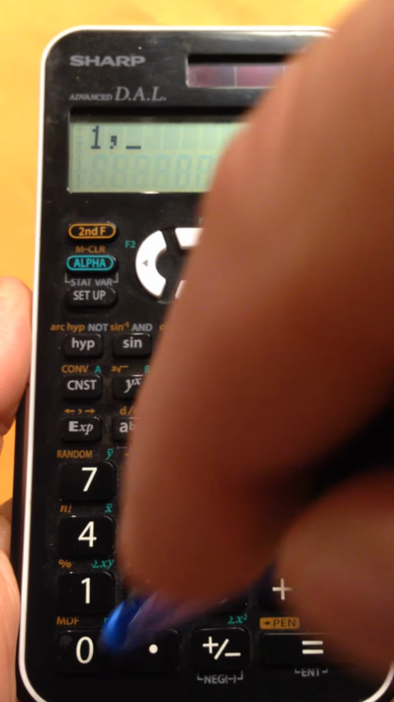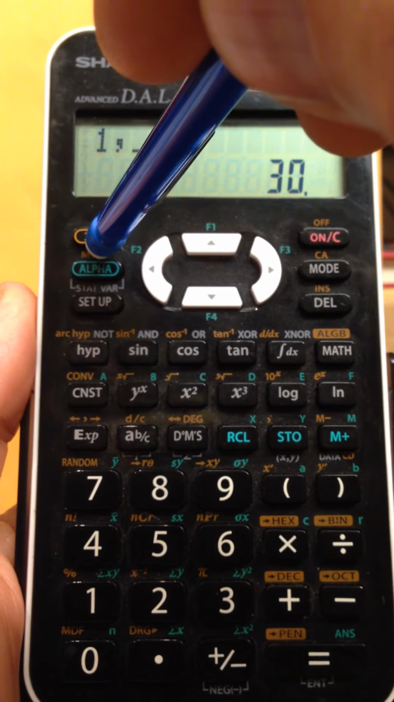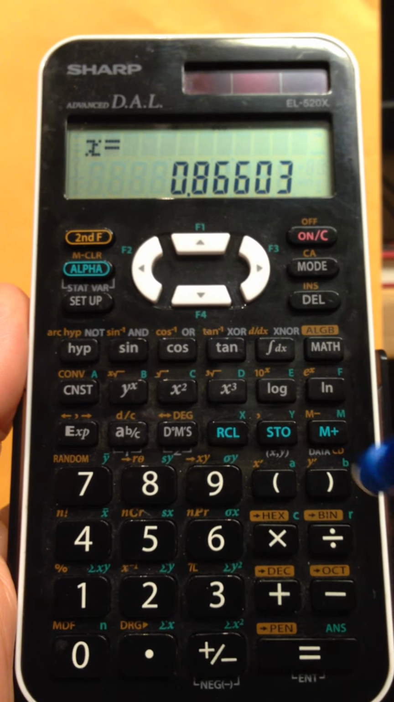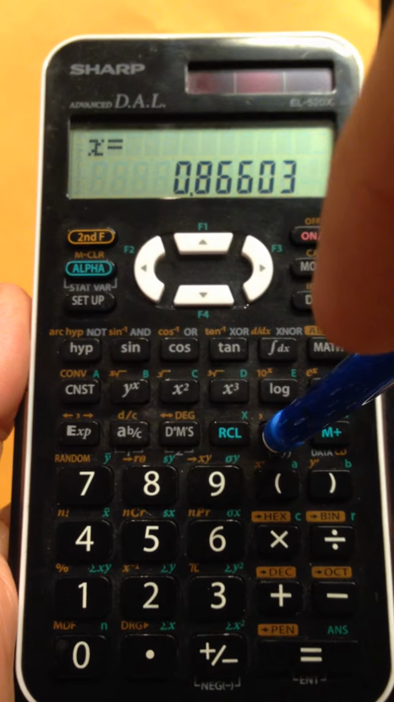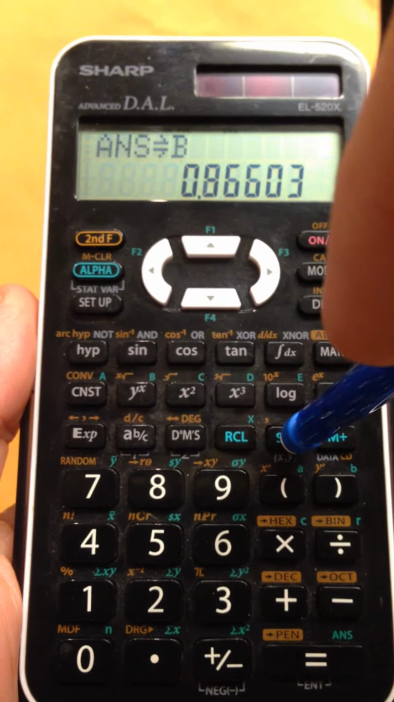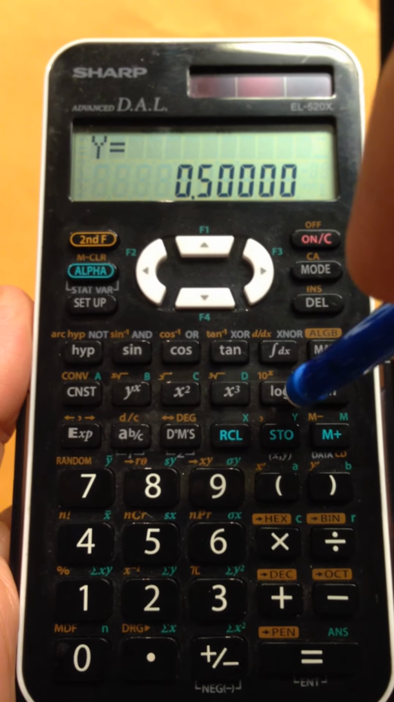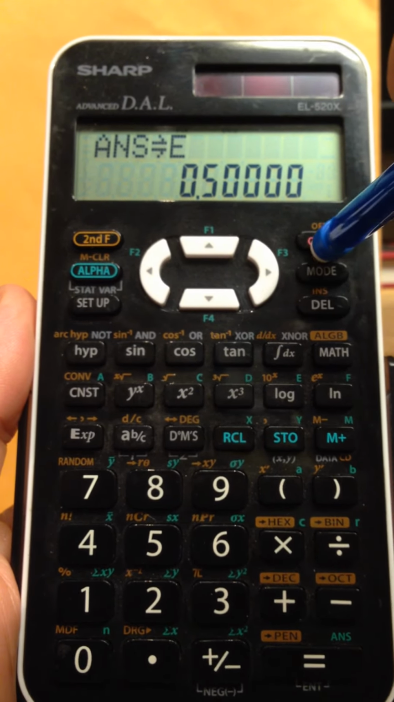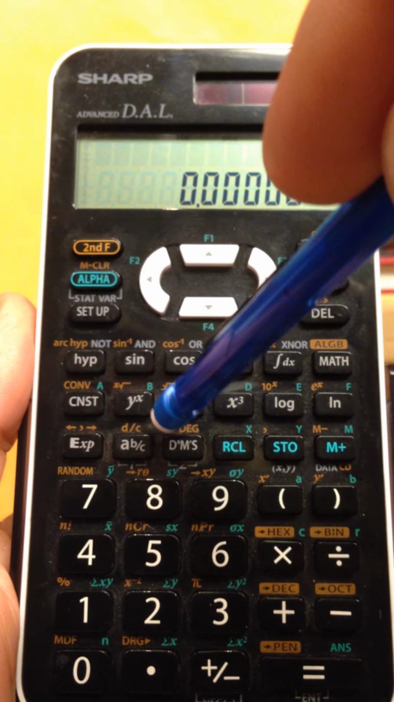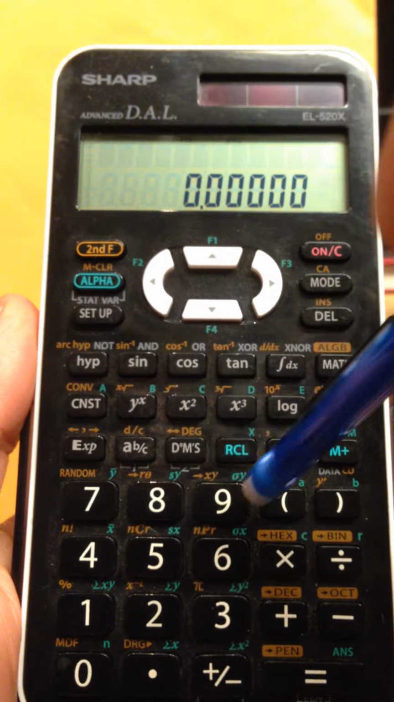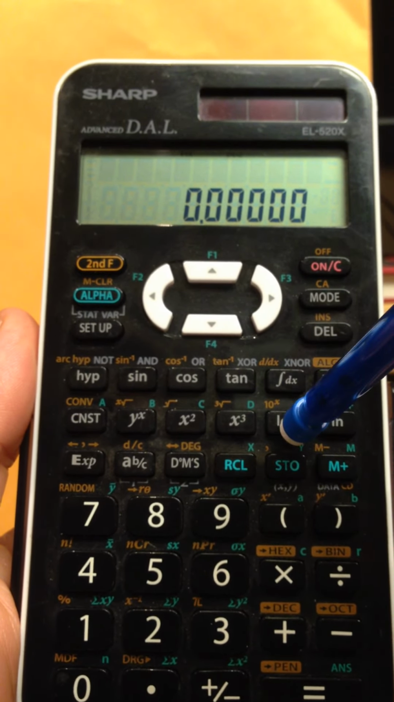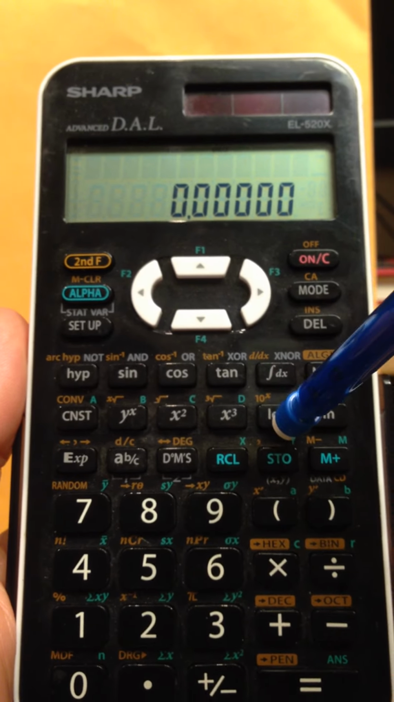Second function, comma, angle 30, second function, x and y components. So once again there's x and y, so I'm going to store that in B, my second one, recall y, I'm going to store that in E. So now I've got my first vector stored, x component A here, my second vector, x component stored under B, and my first vector y stored under D, and my second vector y stored under E.